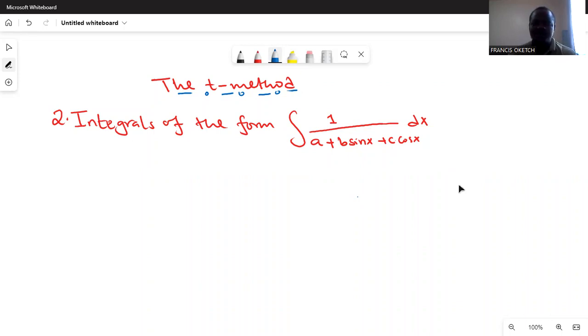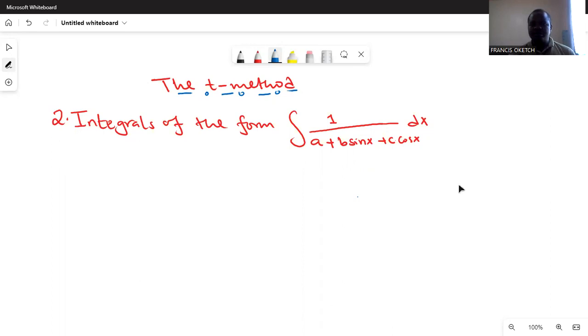Today we are going to look at Calculus 2 and our topic is on the techniques of integration, that is the T method. We are going to look at the second form of integral under the T method of substitution. And our integral is a case where the integrand is 1 over a plus b sine x plus c cos x. Integrate that with respect to x.